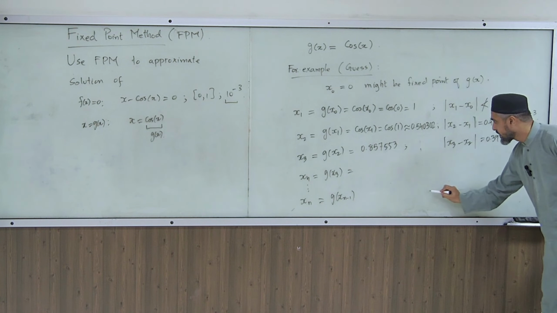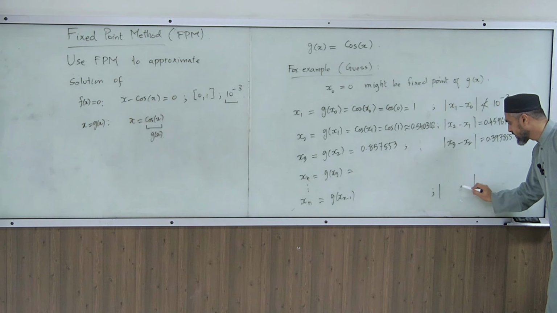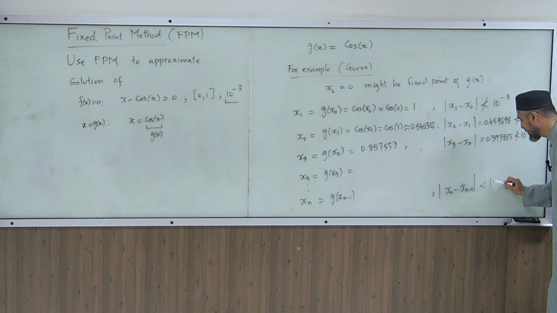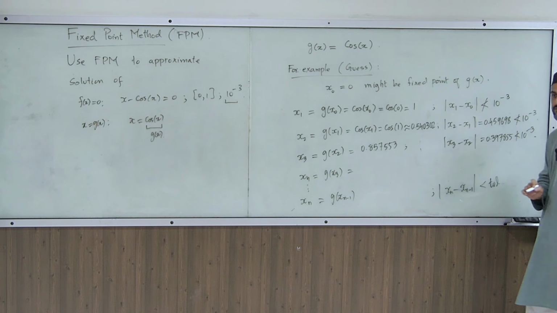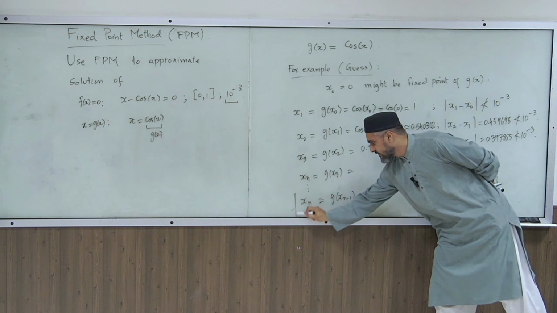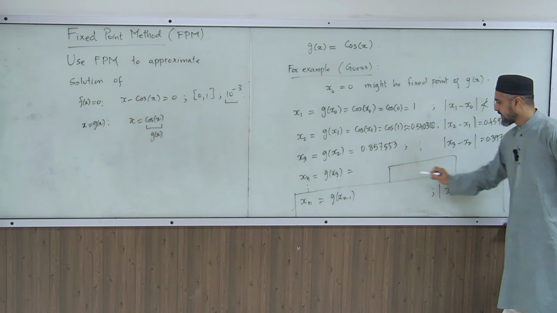And what will be the criteria to check whether we need to stop or not? xn minus 1 is an input, xn is an output. Is the difference less than the tolerance? If it is less than the tolerance, I need to stop. What is this? This is the fixed point method.